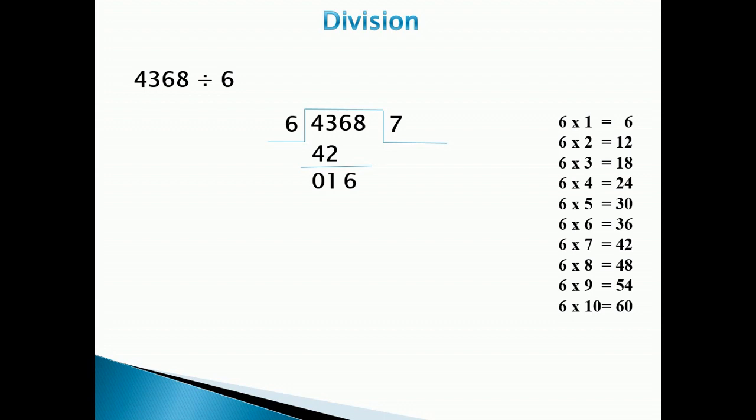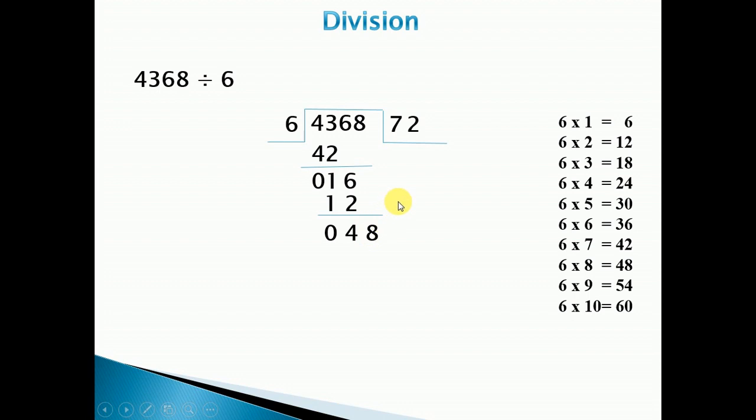So here we again compare 16 and 6. Here 16 is greater than 6. So we can divide 16 by 6. The nearest product to 16 in the table of 6 is 12. We know that 6 into 2 is equal to 12. So we write 2 in the quotient and 12 under 16 and subtract 12 from 16, which is equal to 4. Now bring down next digit, that is 8.